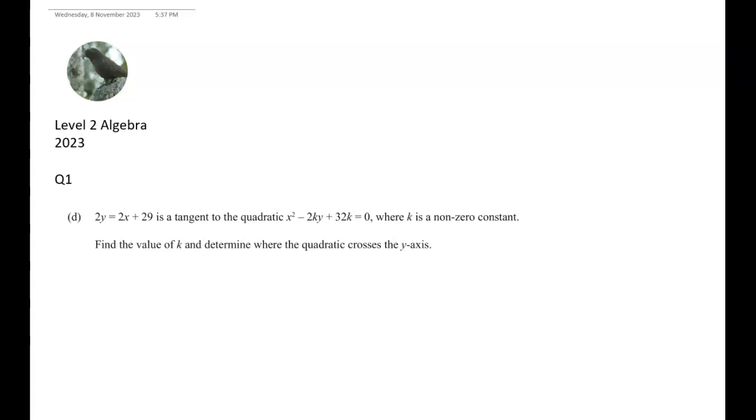This question, I think, is quite challenging if you don't start off by trying to draw a graph of what's going on, and you have to read it pretty carefully. We're told that 2y equals 2x plus 29 is a tangent to this quadratic. Now, this quadratic is x squared minus 2ky plus 32k.